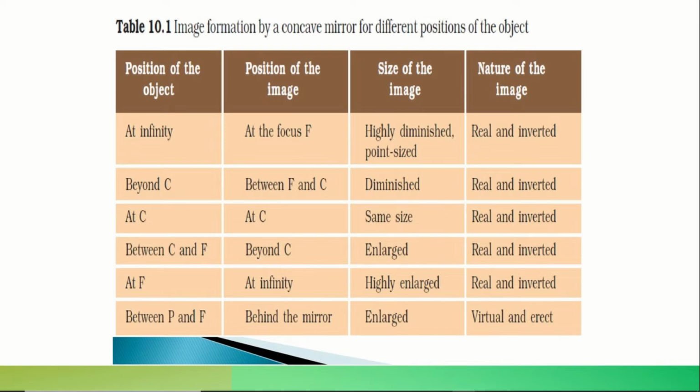The image will be inverted. If we know this information, we can write the ray diagram of it. Whereas in case 2, the object is beyond C. So when the object is beyond C, the image will always fall between F and C, between principal focus and the center of curvature, and the size of the image is diminished. Again, very small and real and inverted.